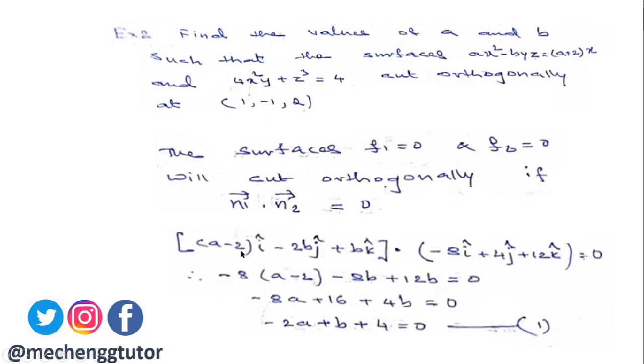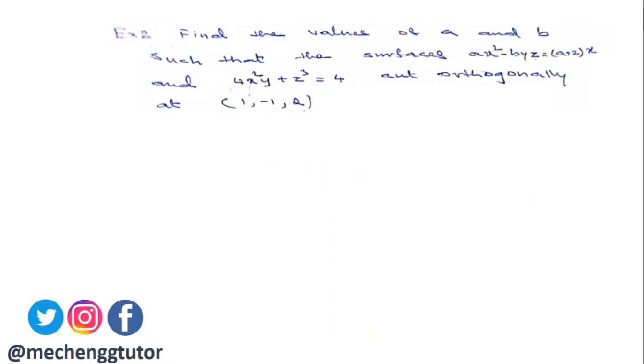Dot product means what? Corresponding coefficients of i, j, k are multiplied and added. So it is minus 8 into a minus 2, minus 8b plus 12b is equal to 0. Simplifying, minus 8a plus 16, here 12b minus 8b can be combined, plus 4b is equal to 0, or cancel common factor 4 throughout, minus 2a plus b plus 4 is equal to 0. Call it as equation 1. This is one equation involving unknowns a and b.